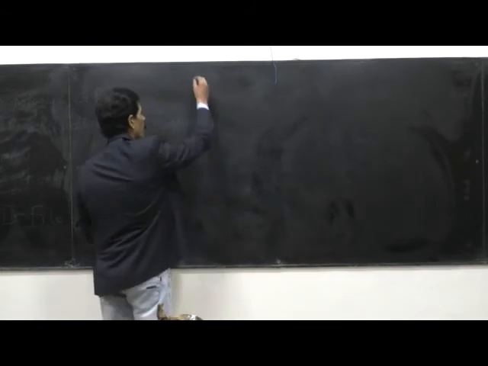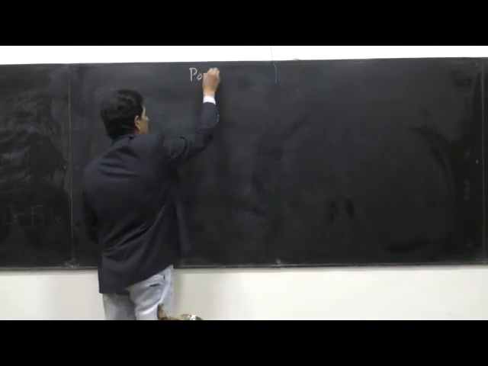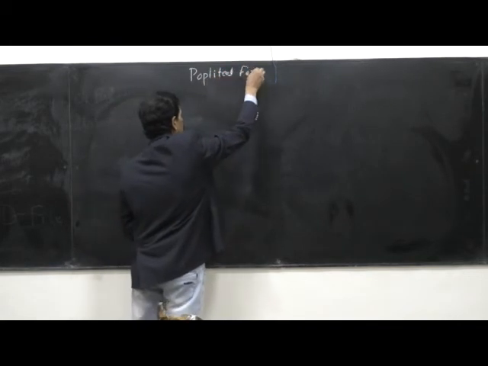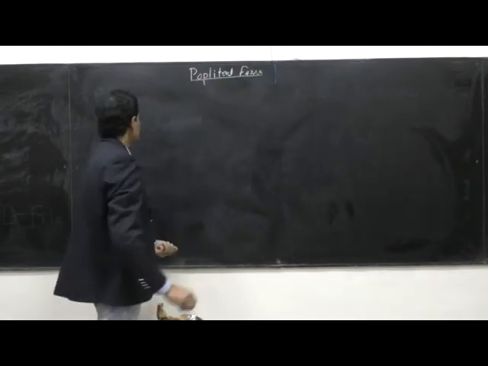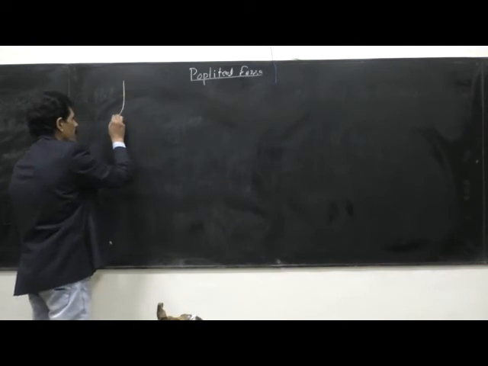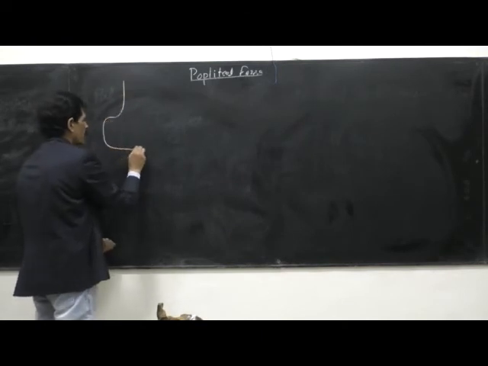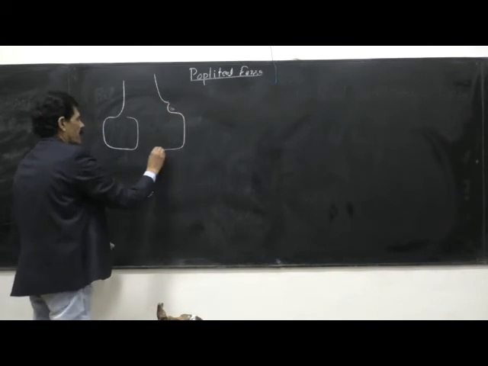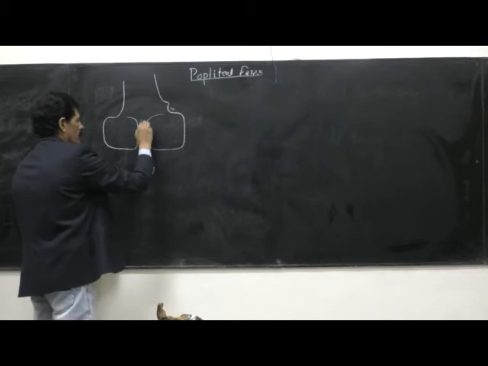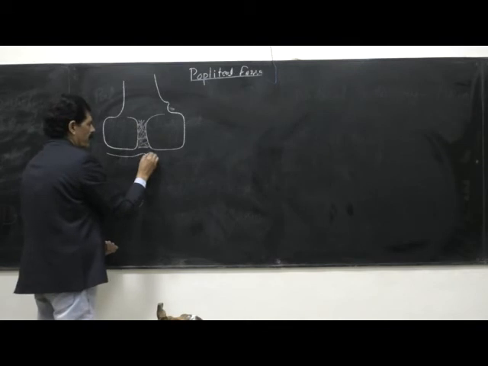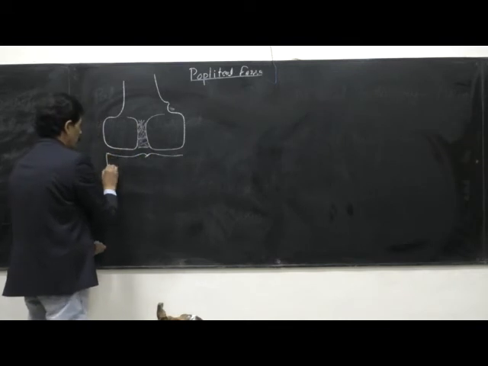So as we know, the knee joint is formed by the lower end of the femur. This is the posterior view of the knee joint. Lateral condyle and medial condyle, with the intercondylar rough area, and the upper end of the tibia.